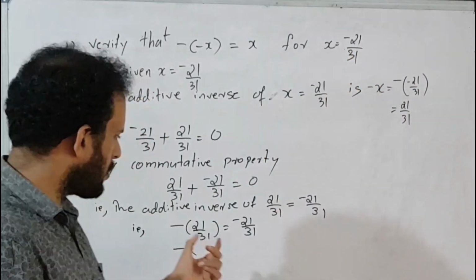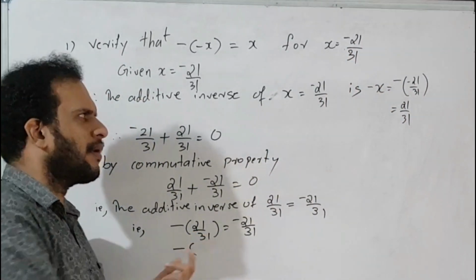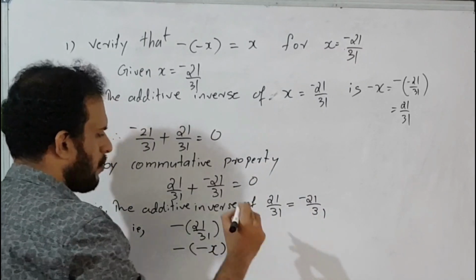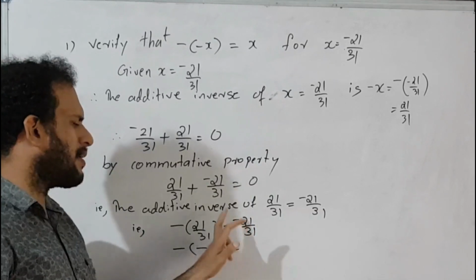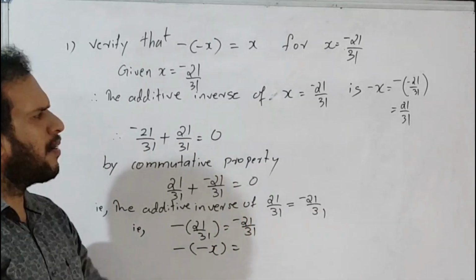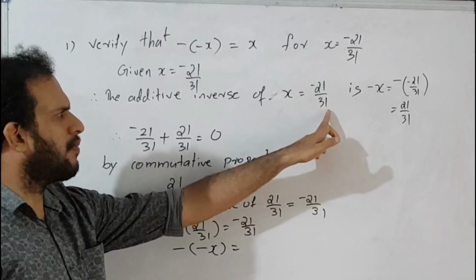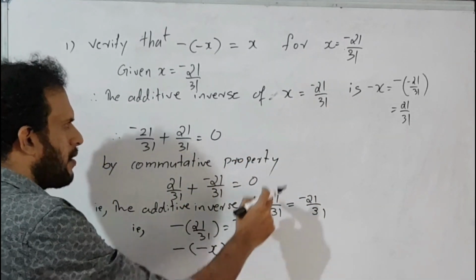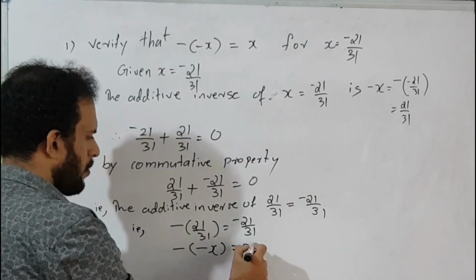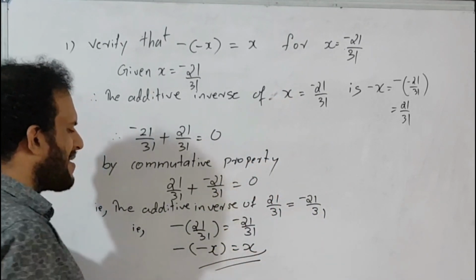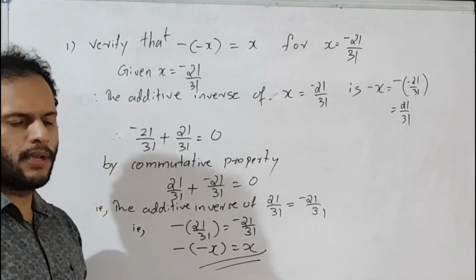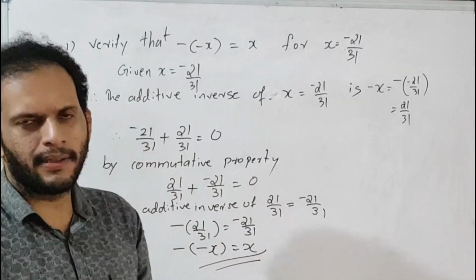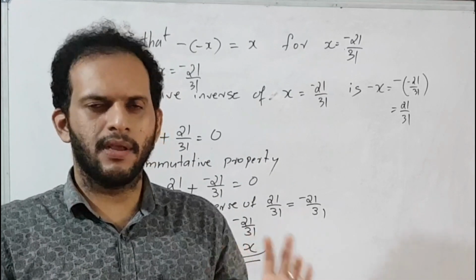-x ന്റെ വിലയാണ്. So instead of 21/31 we substitute the value -x, then minus of -x is equal to, what is the actual -21/31, the value of x. -21/31 എന്ന് പറയുന്നത് ഏതിന്റെ വാല്യൂ ആണ്? x ന്റെ വാല്യൂ ആണ്. So instead of -21/31 we substitute x. So we prove it: minus of -x is equal to x. Okay, I think you got it, the two questions based on the additive inverse.